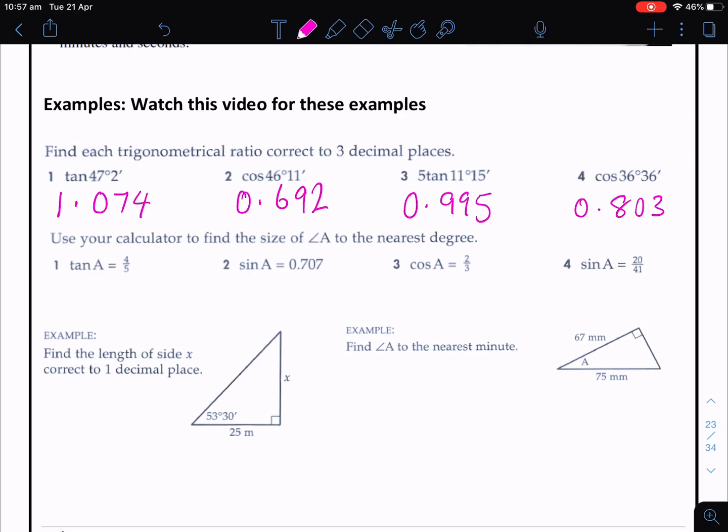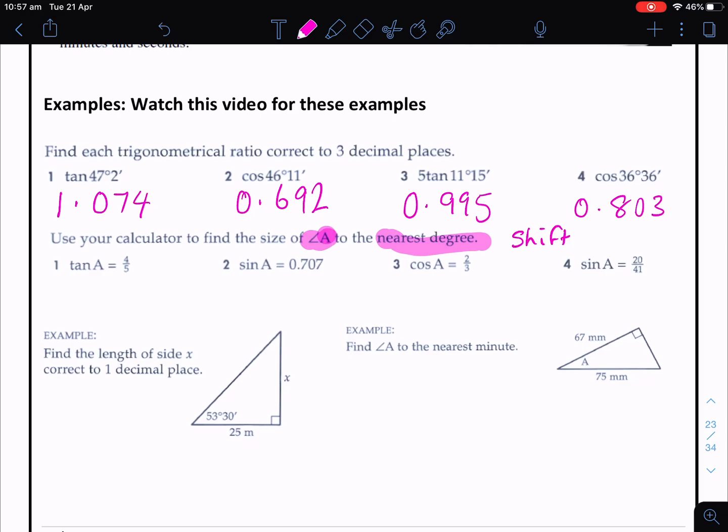This time we're using the calculator to find the size of angle A. So remember, to the nearest degree. Remember, when we're finding an angle, we have to use the shift key. So for this one here, you need to use the shift. Okay, so for tan A, we're going to put this in as shift tan 4 fraction 5 equals, and then we're going to press the degrees, minutes, seconds button to find out what the degrees are.